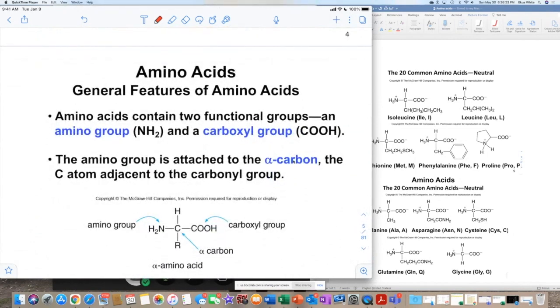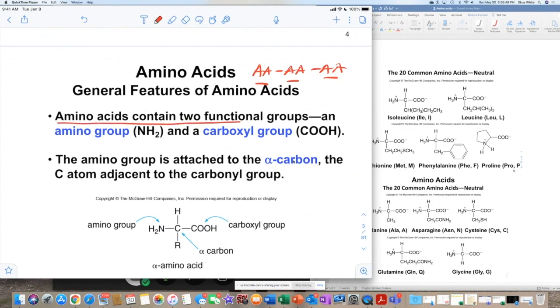Okay, now we're looking at the general features of amino acids. Remember, a bunch of amino acids connect together to make our protein. So I'm writing them here as amino acids. The amino acids in our polymer called protein act like pearls in a pearl necklace. They're connected, like we saw with other macromolecules, to form, in this case, protein.